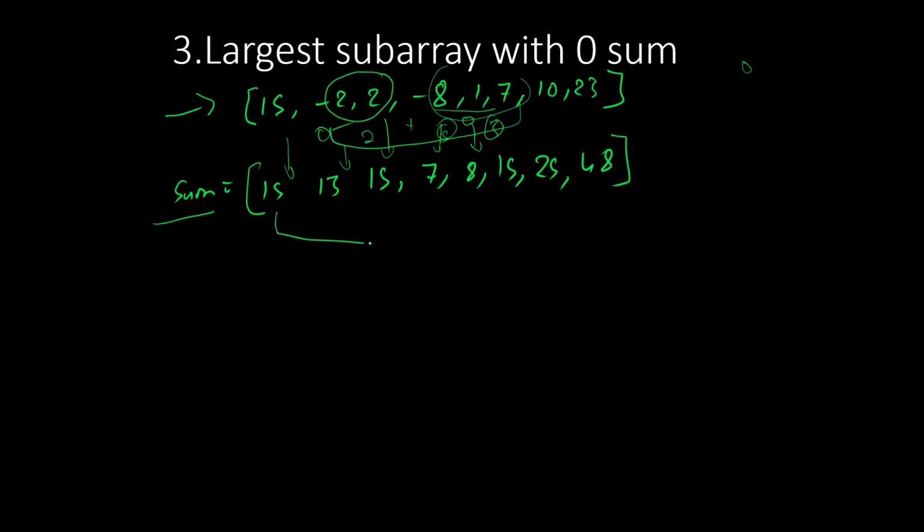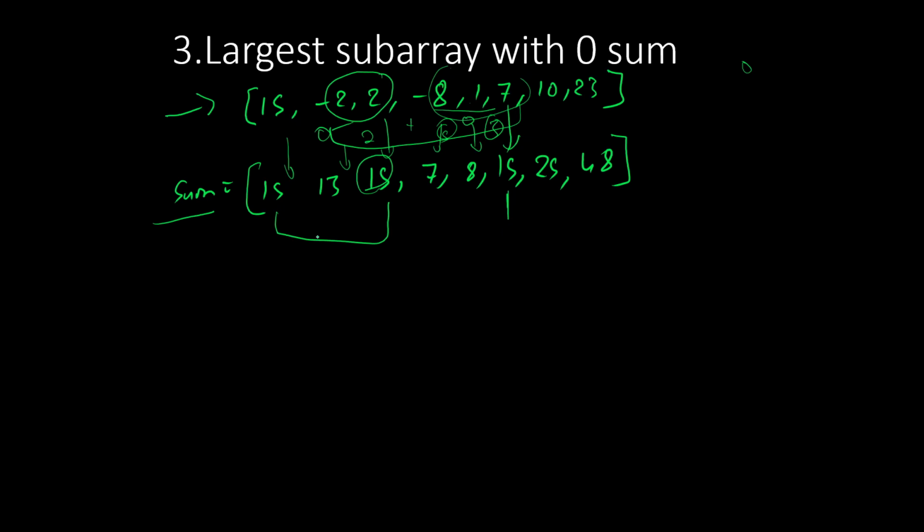Whenever the sums are being repeated, for example, 15 has been repeated here, and again here 15 has been repeated, it means there is a 0 sum in between at that position. Take a look at the array given in the question: 15, minus 2, 2, minus 2, 2. You can see 15 is repeating exactly here, so this gives us the position where 0 is being formed. Again here, minus 8, 1, 7, we got 15 again at the same position.